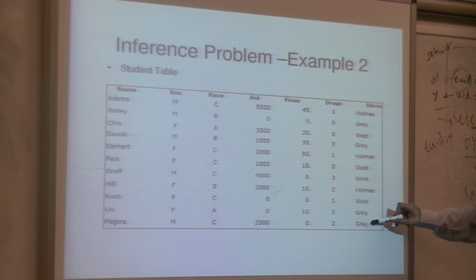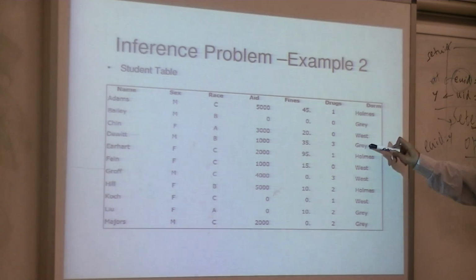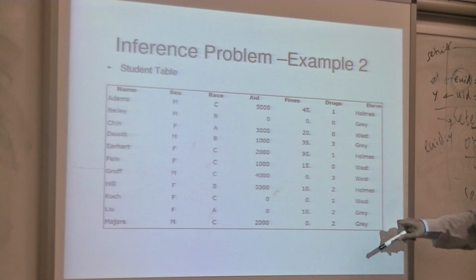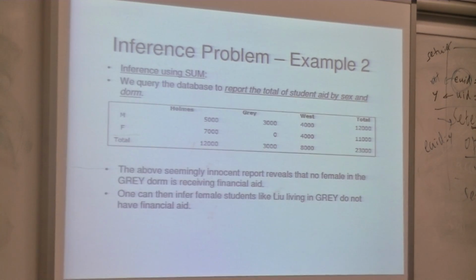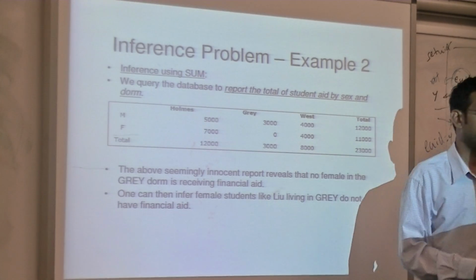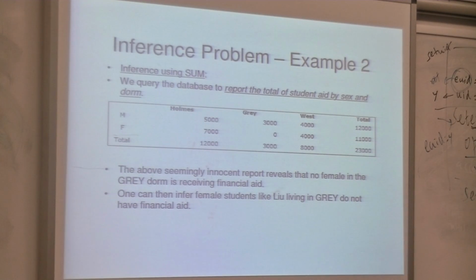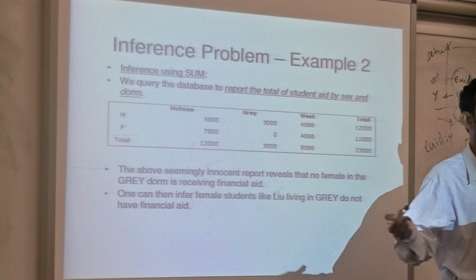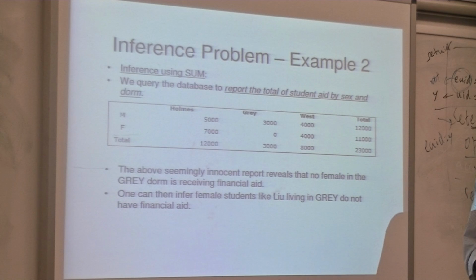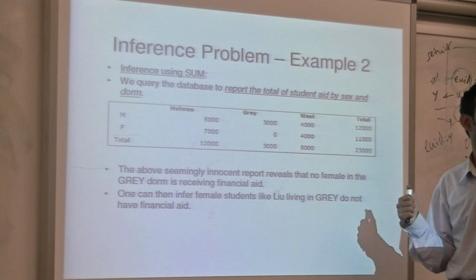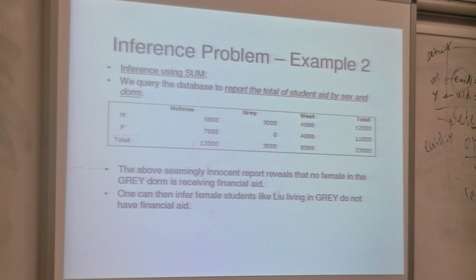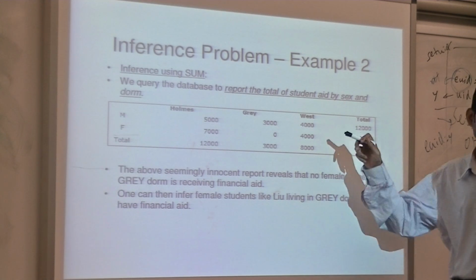The other students are male. This is a male, this is a male, this is also a male. So out of the 4 students in dorm Gray, the only female student is Liu. And you see the financial aid is 0, which means you can infer that Liu is not receiving any financial aid. So it is sensitive, because the other students may be receiving financial aid, so they may all look down on her and tell her that she is not receiving any financial aid. Okay? So it may be sensitive. You get the idea?